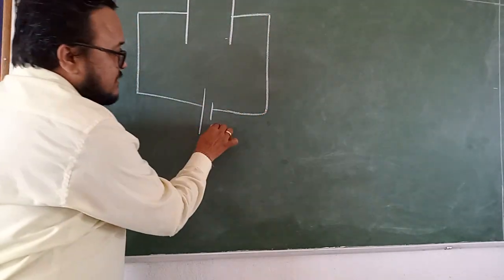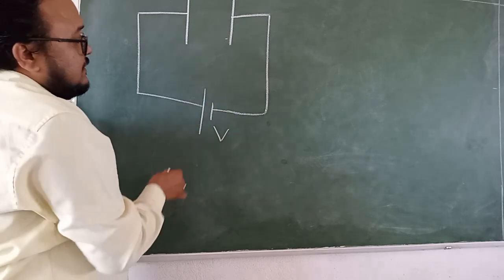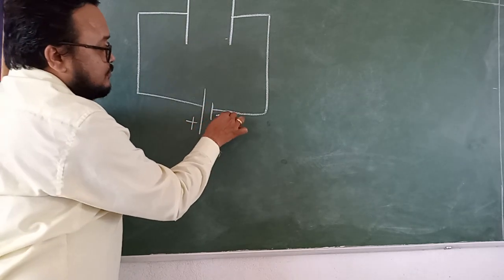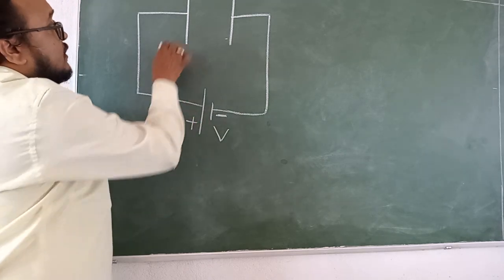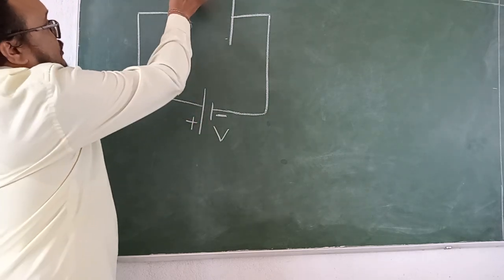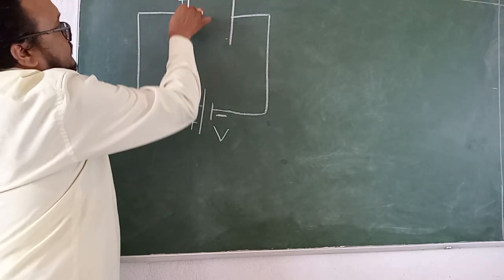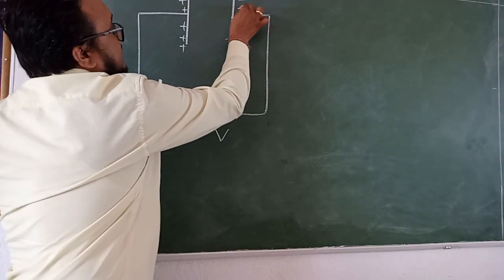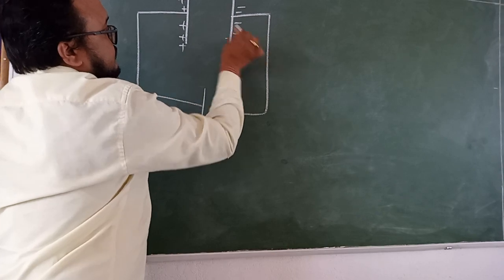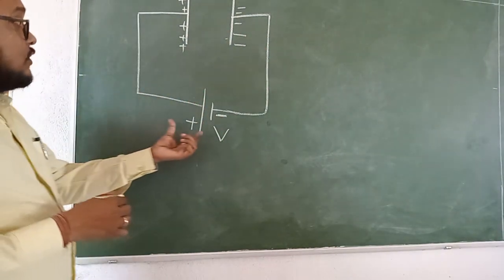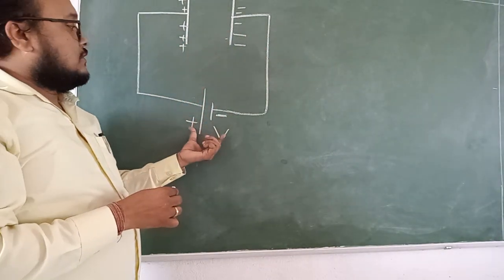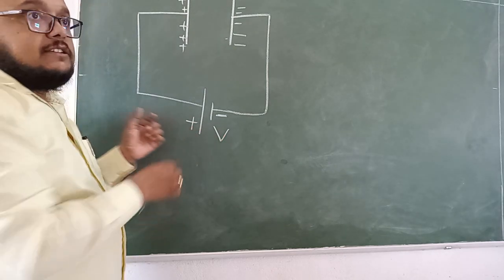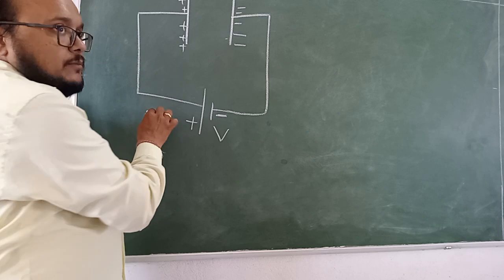If the potential of this battery is V, with a positive terminal and a negative terminal, then first of all this plate will get the positive charge and the opposite plate will get the negative charge. And when the potential of the capacitor becomes equal to the potential of the battery, then the flow of the charge will stop.